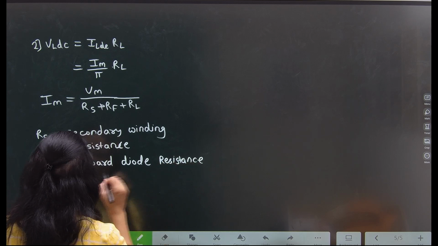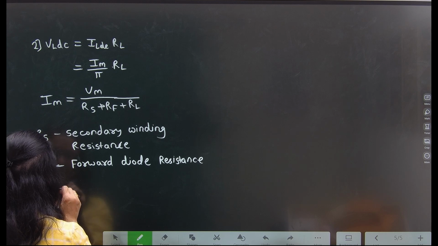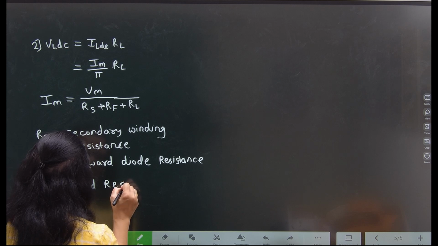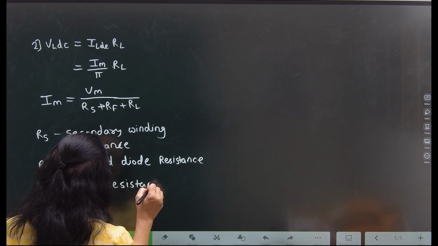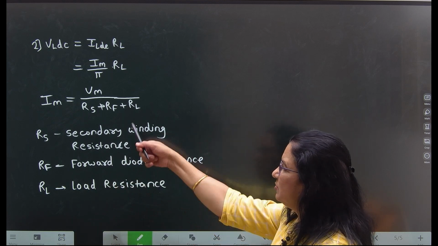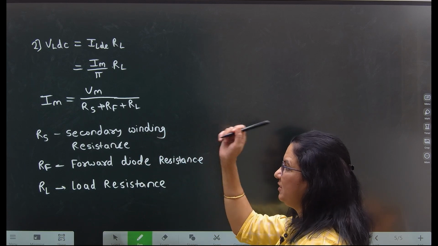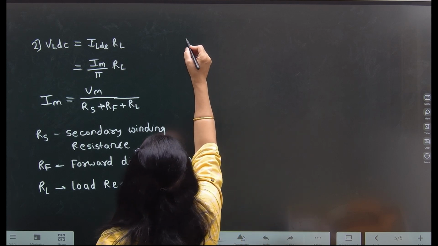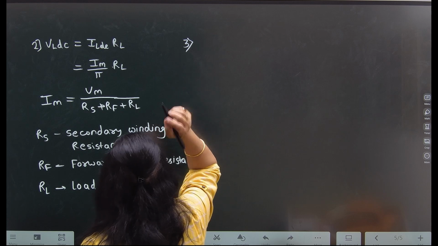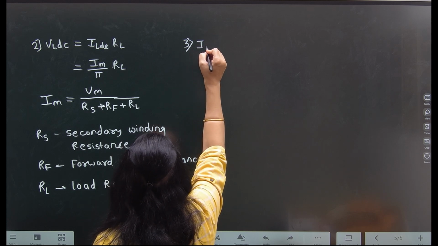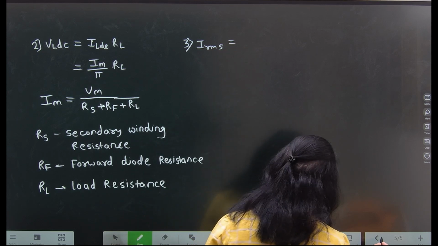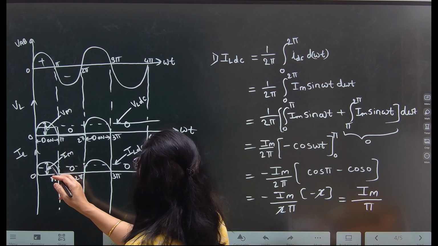And RL is the load resistor. Load resistance. These are the terms in this formula, Rs plus Rf plus RL. The third parameter in case of half wave rectifier is IRMS. IRMS is nothing but the RMS value.